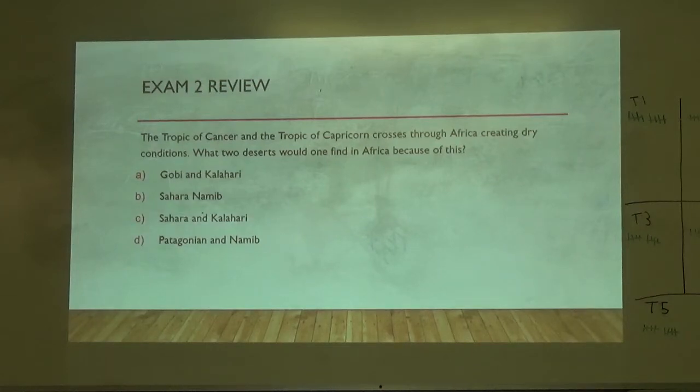Alright, answers in 3, 2, 1. Okay, we got some different ones. Alright, so team 1 says A, everyone else says B. So it is B, the Sahara and the Namib. Wait, that's interesting. I thought that was only one, which is why. Nope. Then why doesn't it say and? Because we like always talk about this. Yeah.